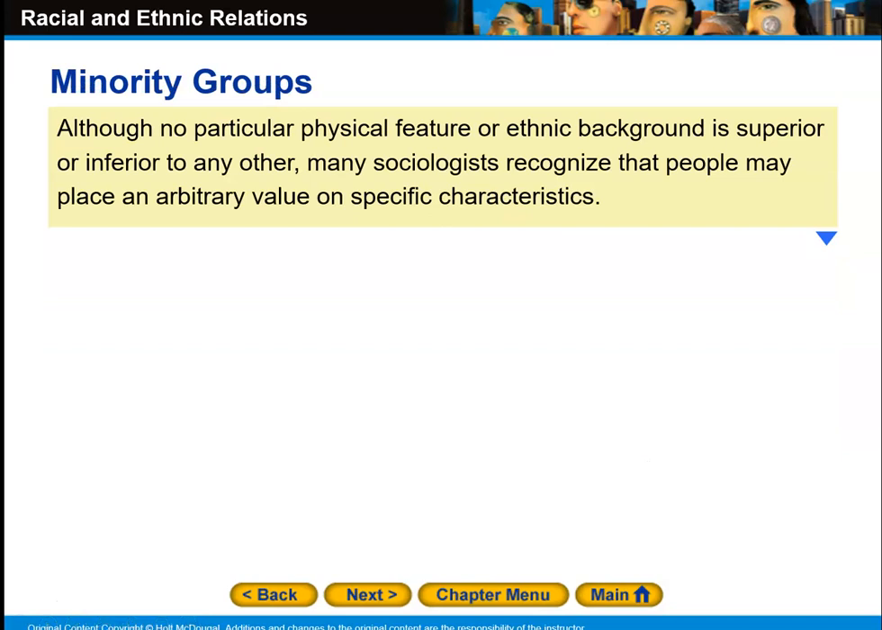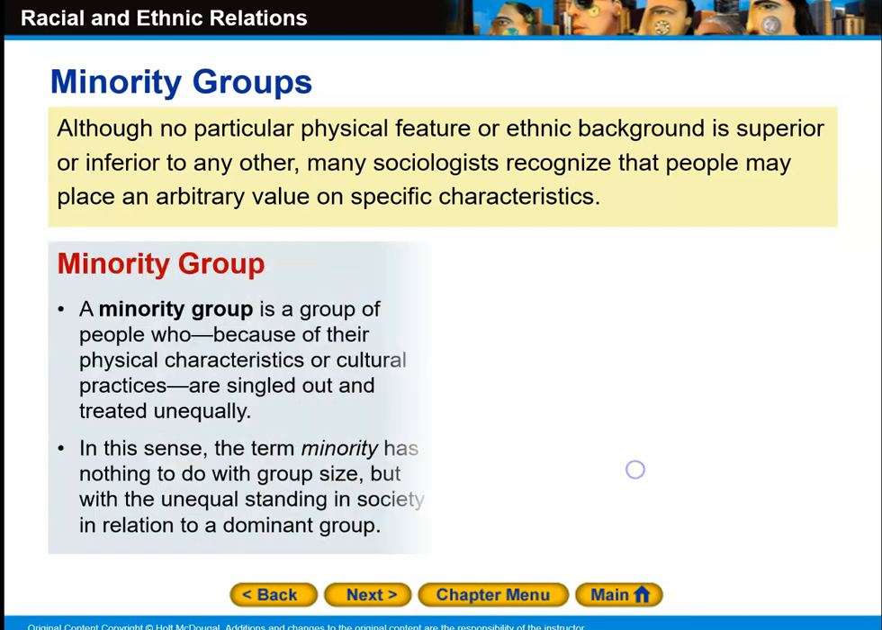Although no particular physical feature or ethnic background is superior or inferior to any others, many sociologists recognize that people may place an arbitrary value on specific characteristics. A minority group. A minority group is a group of people who, because of their physical characteristics or cultural practices, are singled out and treated unequally. In this sense, the term minority has nothing to do with group size, but with unequal standing in society in relation to the dominant group.